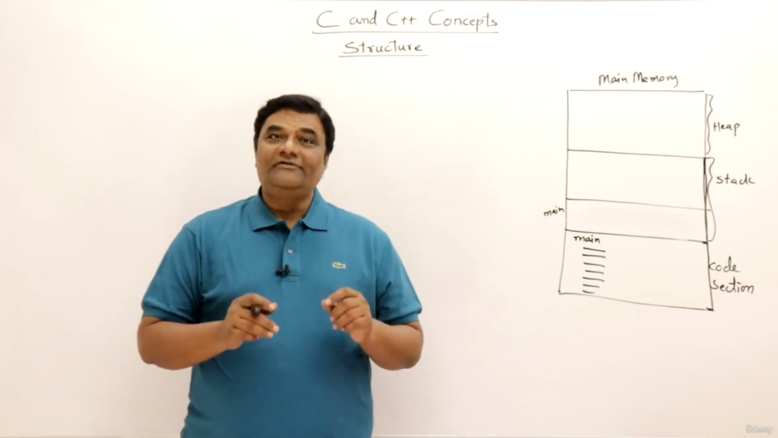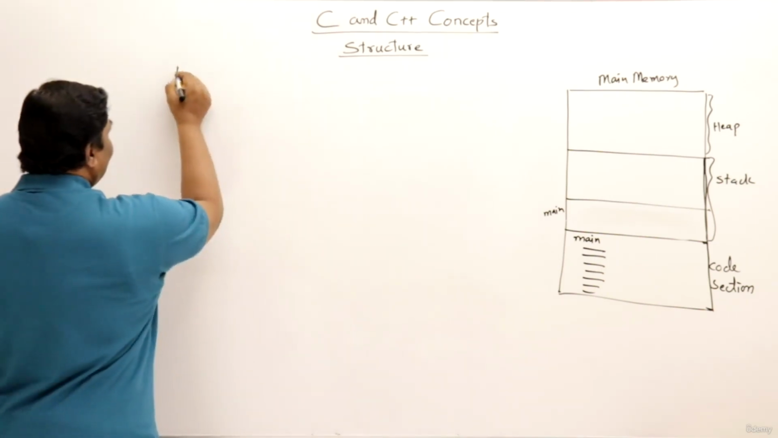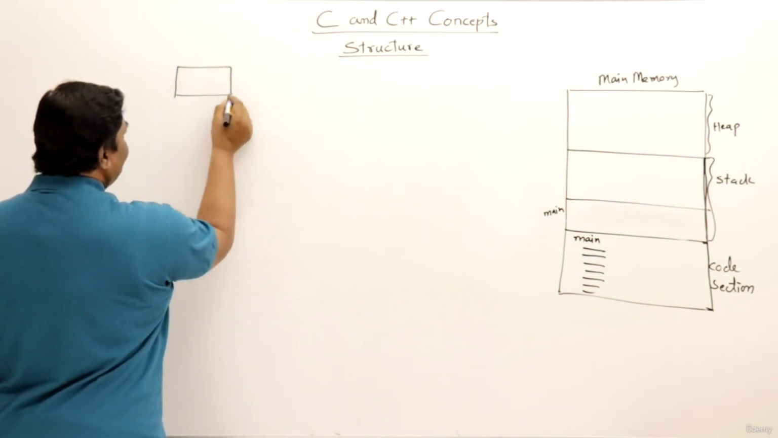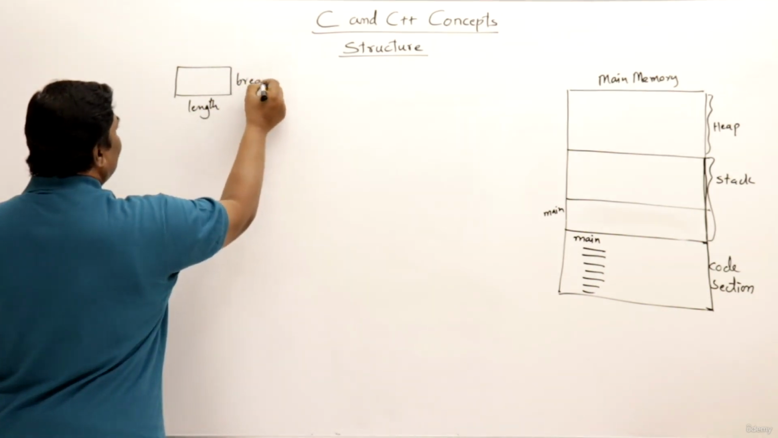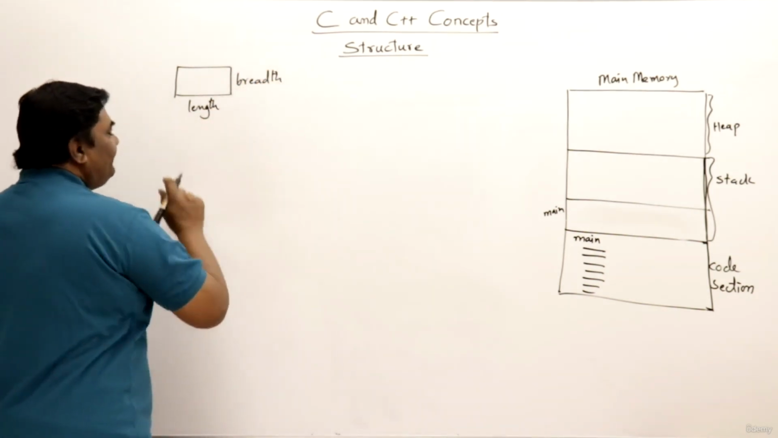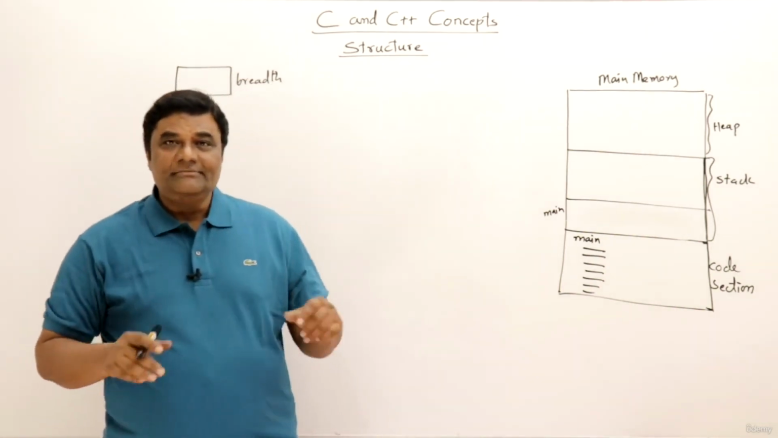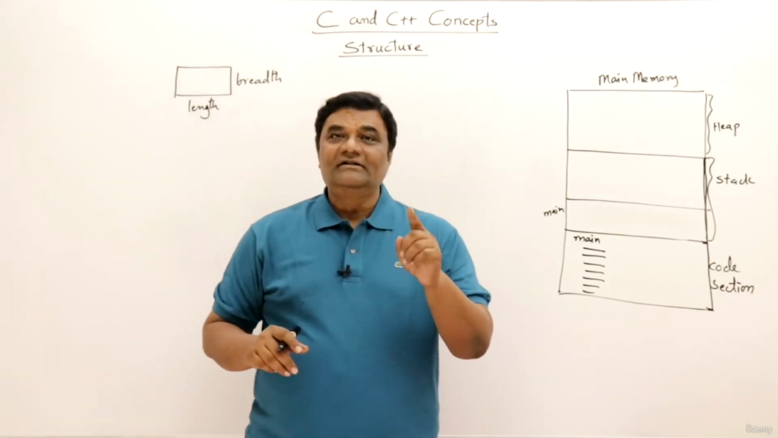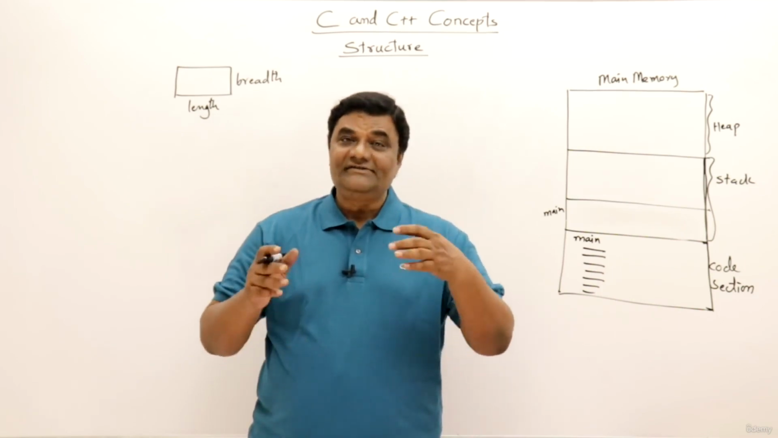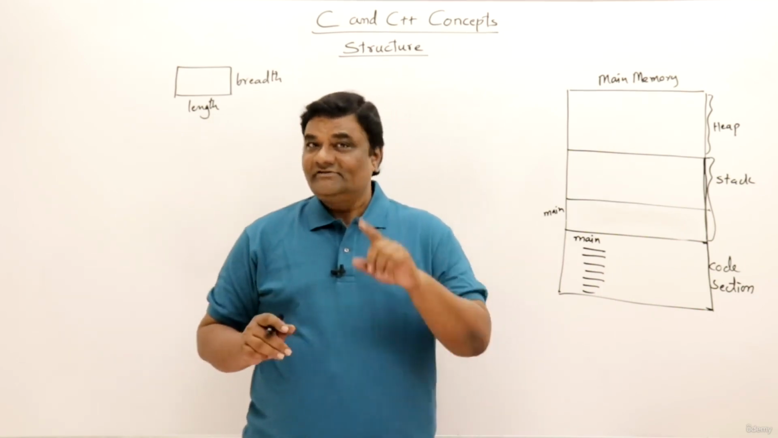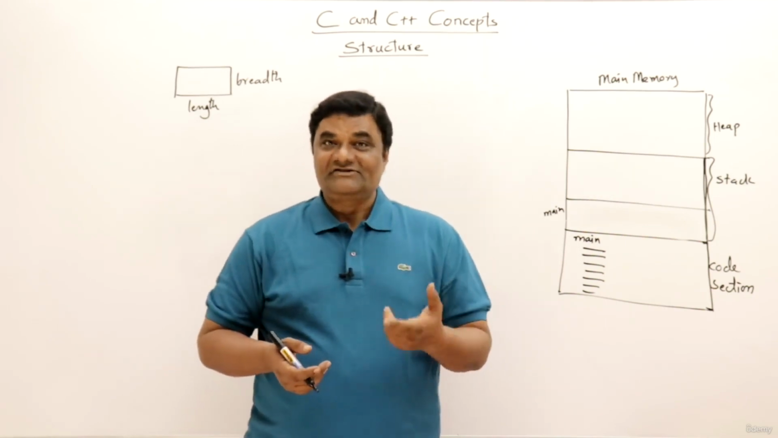Let us take an example of a rectangle. A rectangular figure will have properties like length and breadth. These two things together define a rectangle. So if in your programs you need something like a rectangle, then you can define a structure for it, because a rectangle is not defined by just one value, it is defined by a set of values. So that is length and breadth. So we can group them together under one name and define it as a structure.